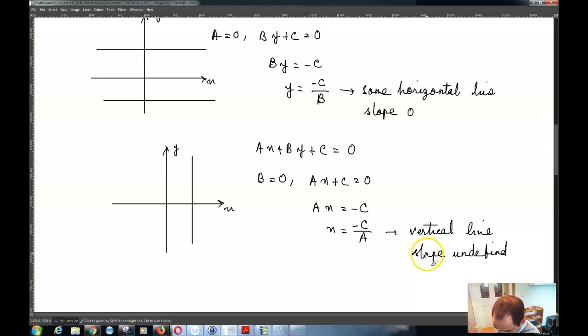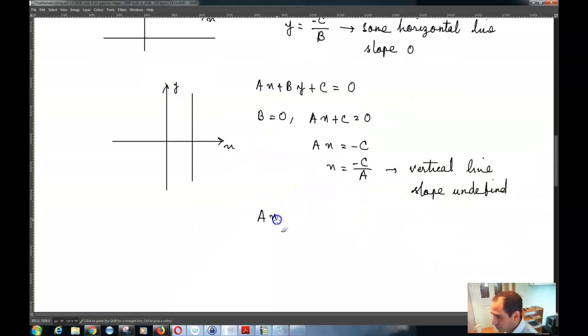So if you want the slope of the line to be neither 0 nor undefined, then in that case a and b are not supposed to be equal to 0 simultaneously, meaning that you need to have ax plus by plus c is equal to 0, and over here a and b are supposed to be not equal to 0 simultaneously.